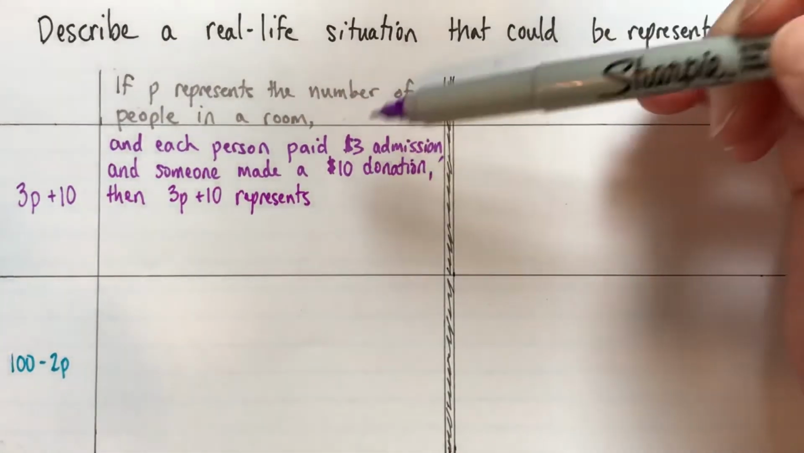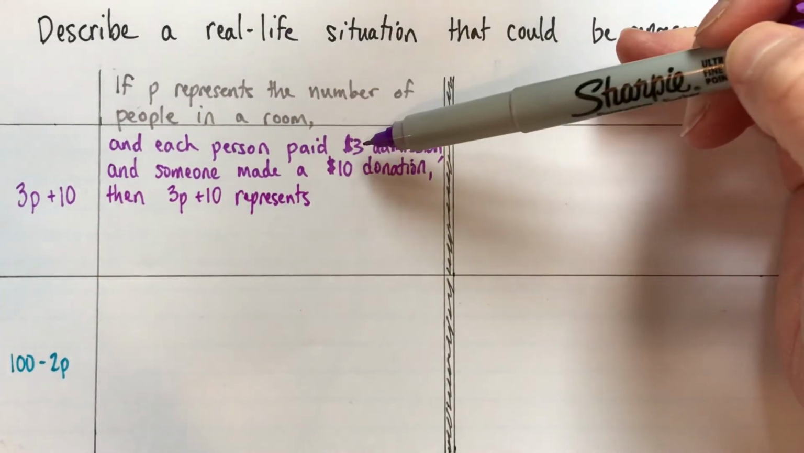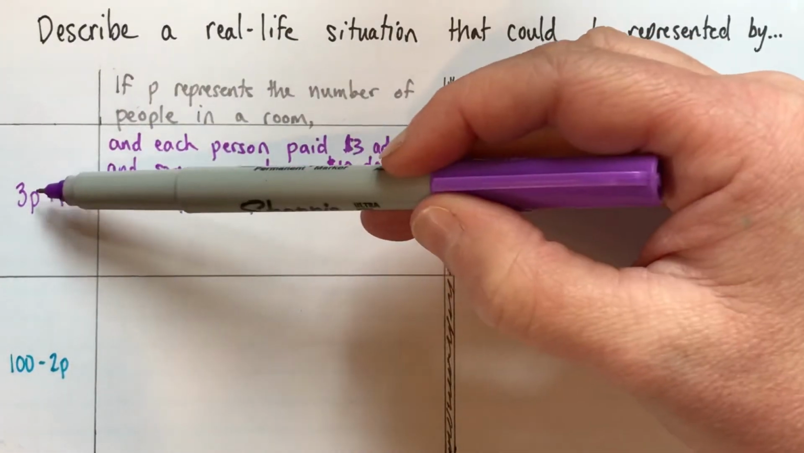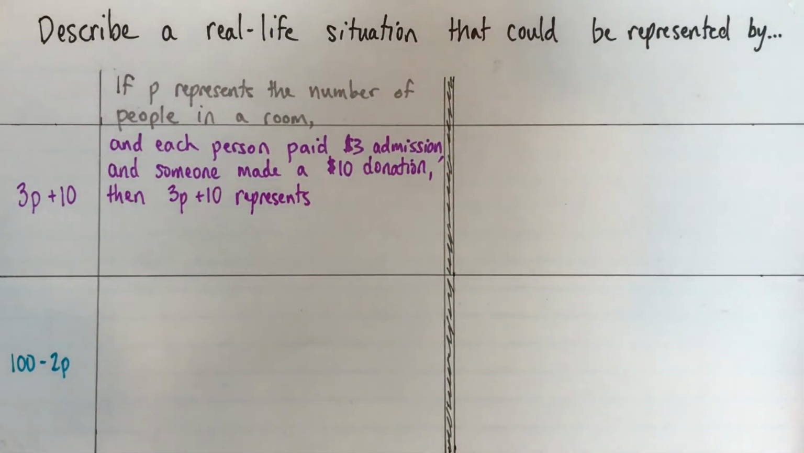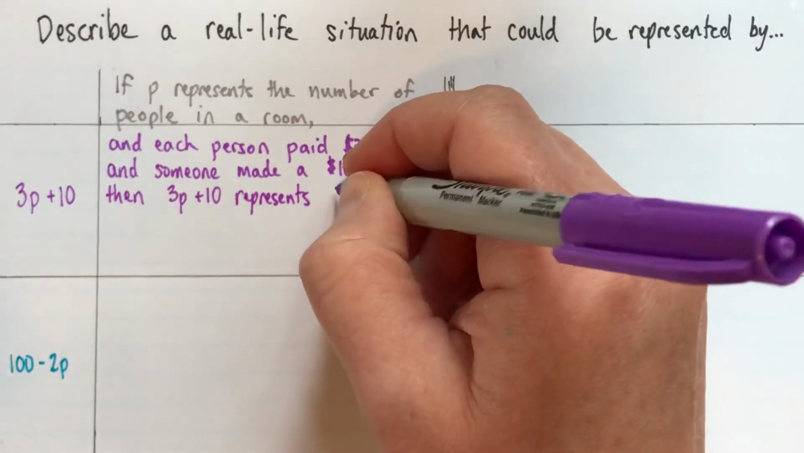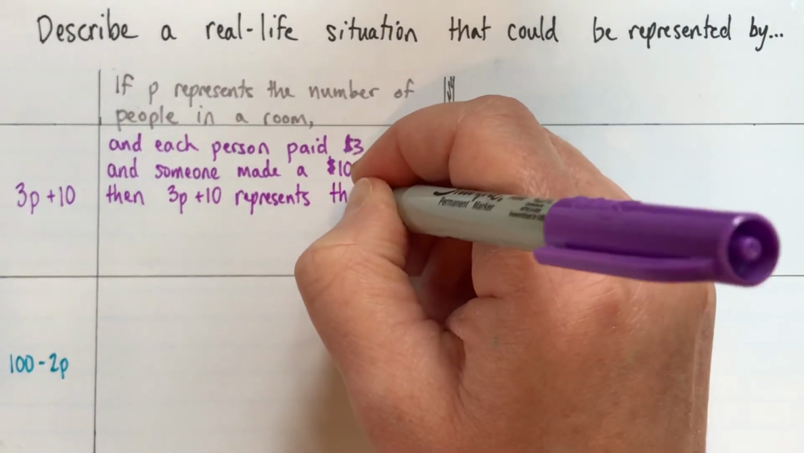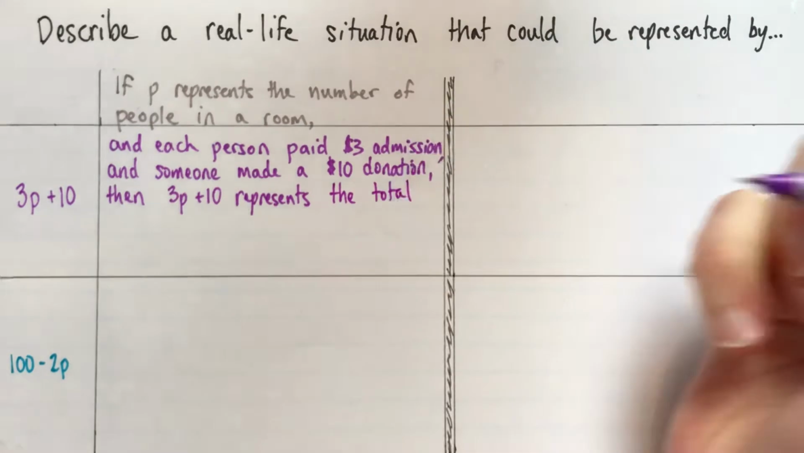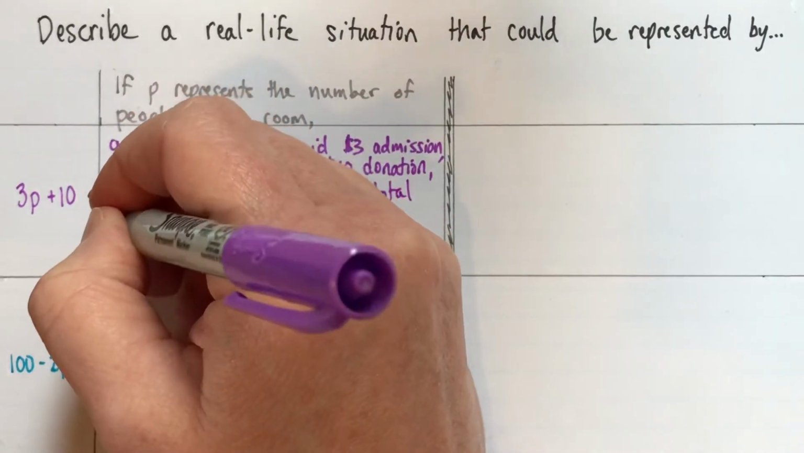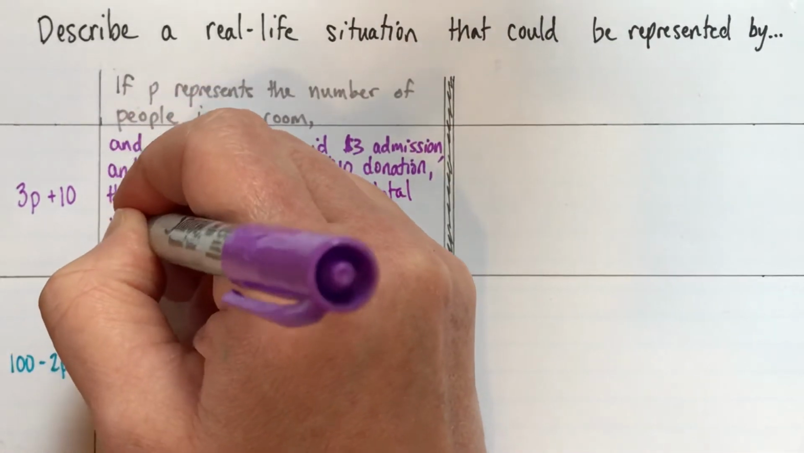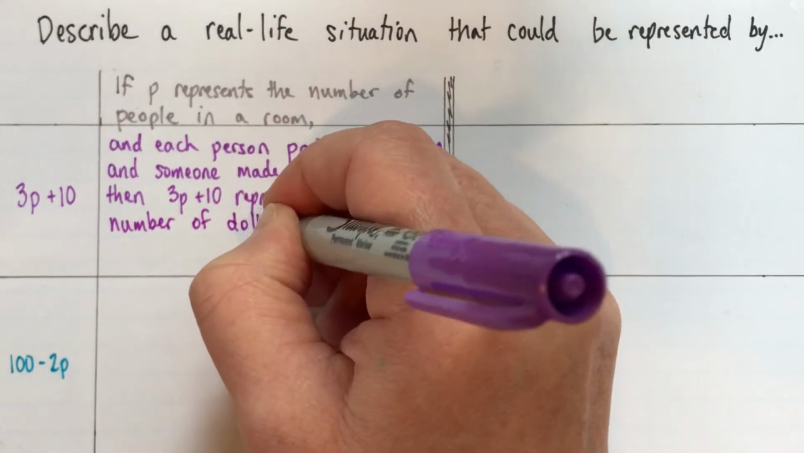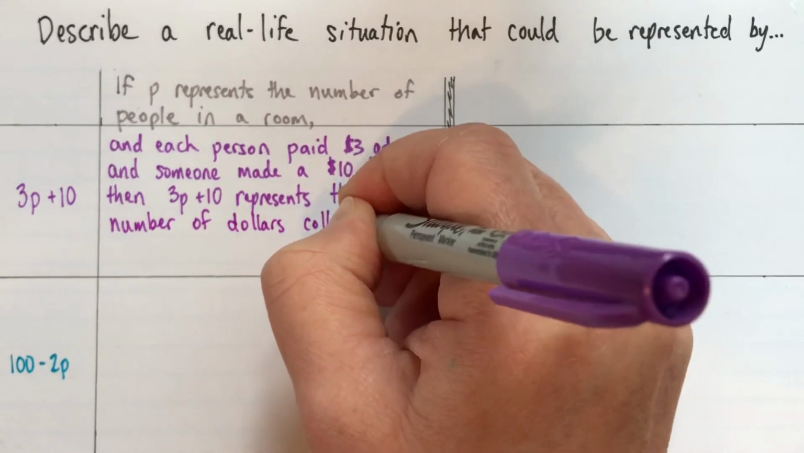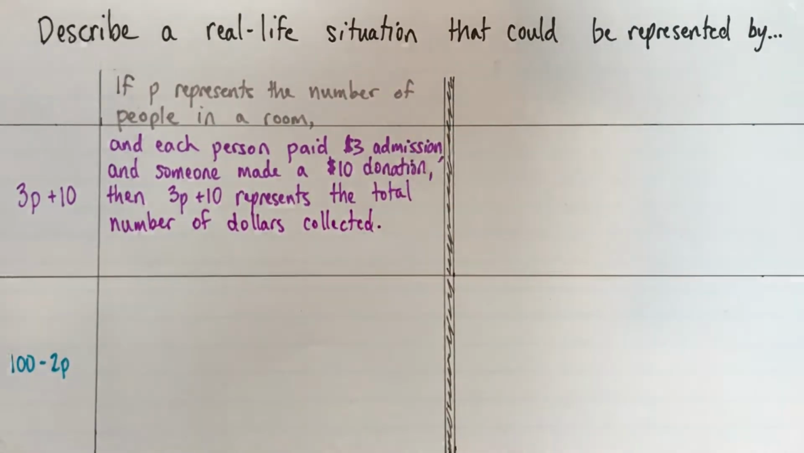So what is it? 3 times the number of people, so each person is paying the $3. That gets us the 3 times p plus the 10. So this is the total amount of money that we've collected. And even better, I think, would be the total number of dollars, to be super clear. Yeah, so that one worked out nicely.